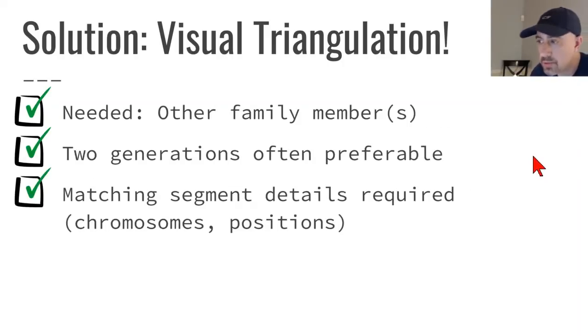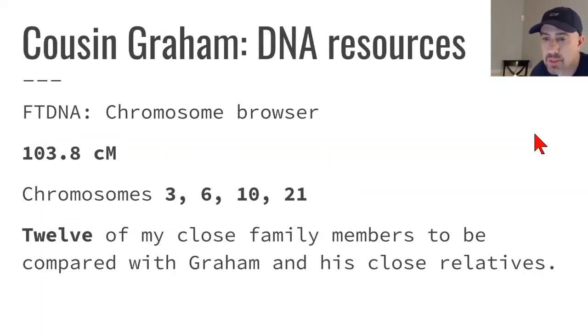So what do we need to do visual triangulation? We can't simply do one-to-one comparisons. We need other family members. I would argue that it's very helpful to have representatives from at least 2 generations of your family. I think those kinds of combos are particularly helpful. And of course, we need matching segment details. Triangulation is all about segments, particularly with visual triangulation and traditional triangulation as we understand it. So we have all of those resources.